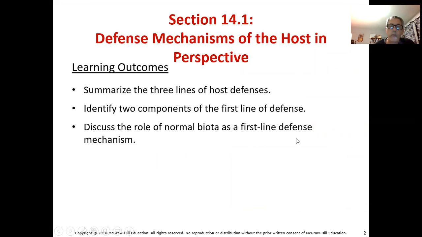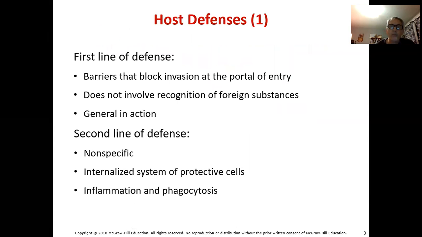So we'll talk about the three lines of host defenses, some components of the first line of defense, and also the role the normal biota plays as a first line defense mechanism. First line host defenses are just barriers that block invasion at portals of entry. Your mouth, our eyes, our nose, what do we have there that helps us? This line of defense does not involve recognition of foreign substances. It is very general in action.